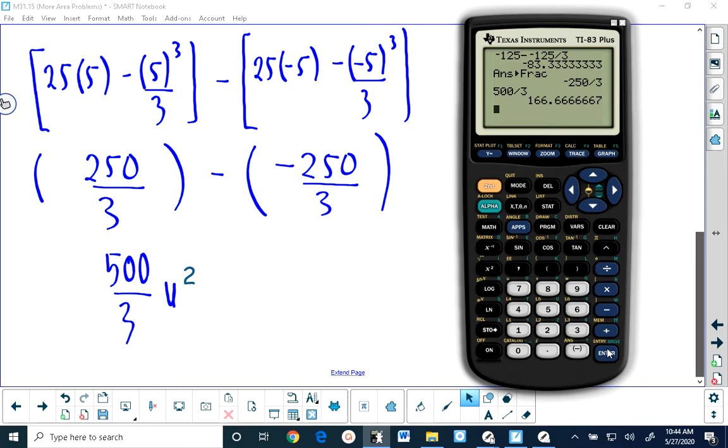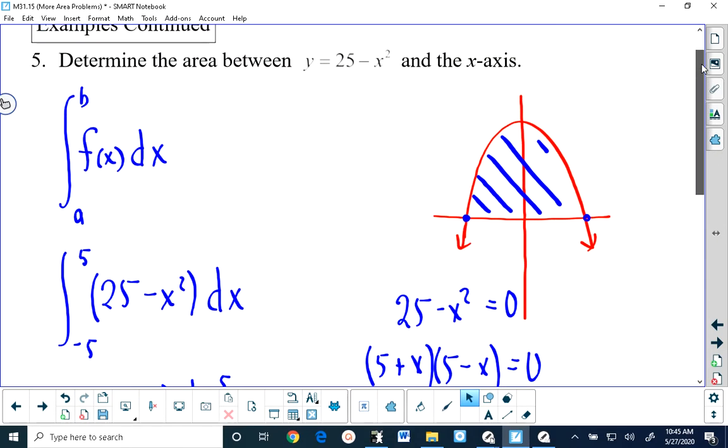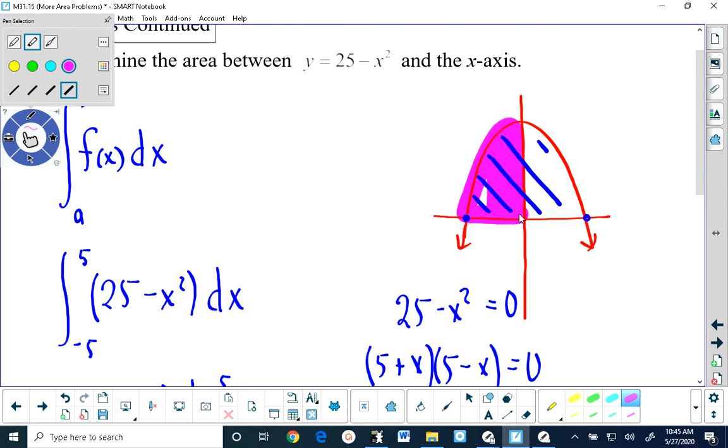Now, is there an easier way that you could have done this question algebraically? Well, certainly. Your knowledge of this graph says that it's a symmetrical graph with respect to the y-axis. And what that means, everybody, is that this side of the graph is exactly equal in area to this side of the graph.